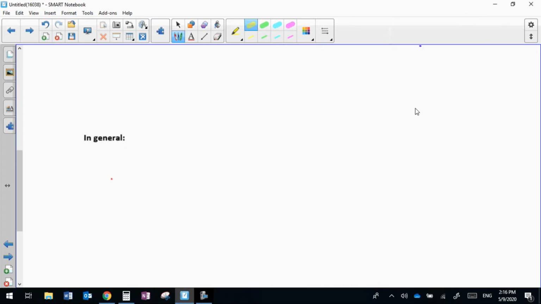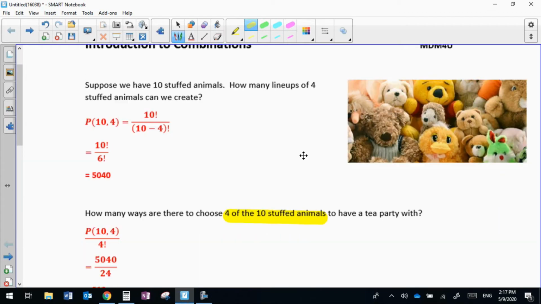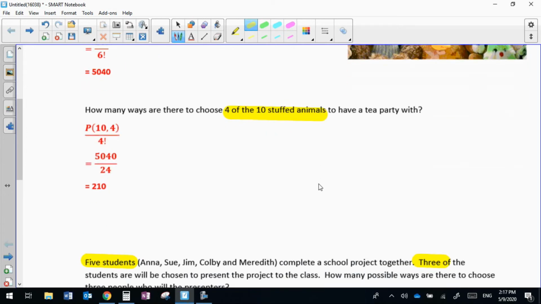All the examples we've been working on are called combinations. They're the number of ways you can select elements from a set where the order you select them in doesn't matter. So let's revisit some of the examples, and I'll introduce some of the notation as well. For the 4 of the 10 stuffed animals, there are 210 ways to choose those 4. We often refer to that as 10 choose 4. That's how we say it.